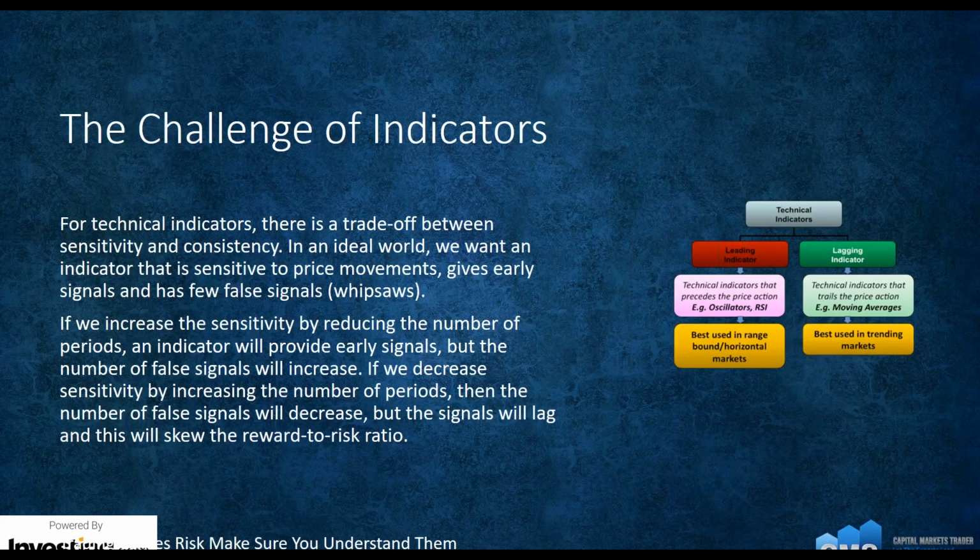Now, for technical indicators, it is a trade-off between sensitivity and consistency. In an ideal world, we want an indicator that is sensitive to price movement, gives early signals, and has few false signals. And we all dream. If we increase the sensitivity by reducing the number of periods, an indicator will provide early signals, but the signals will be false.